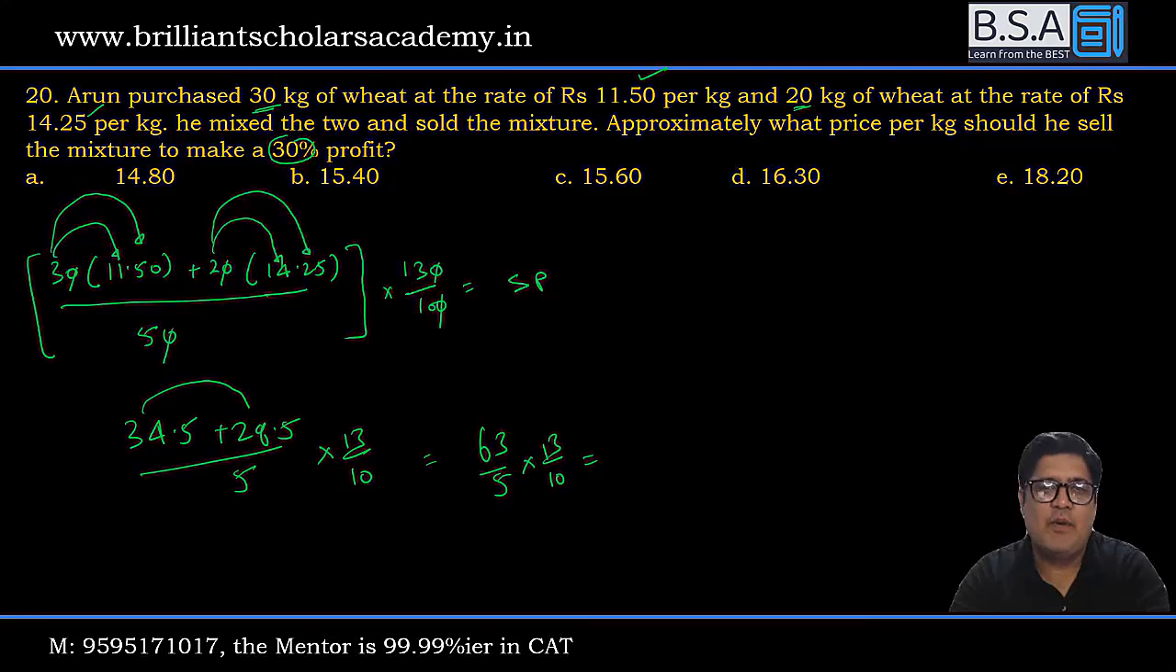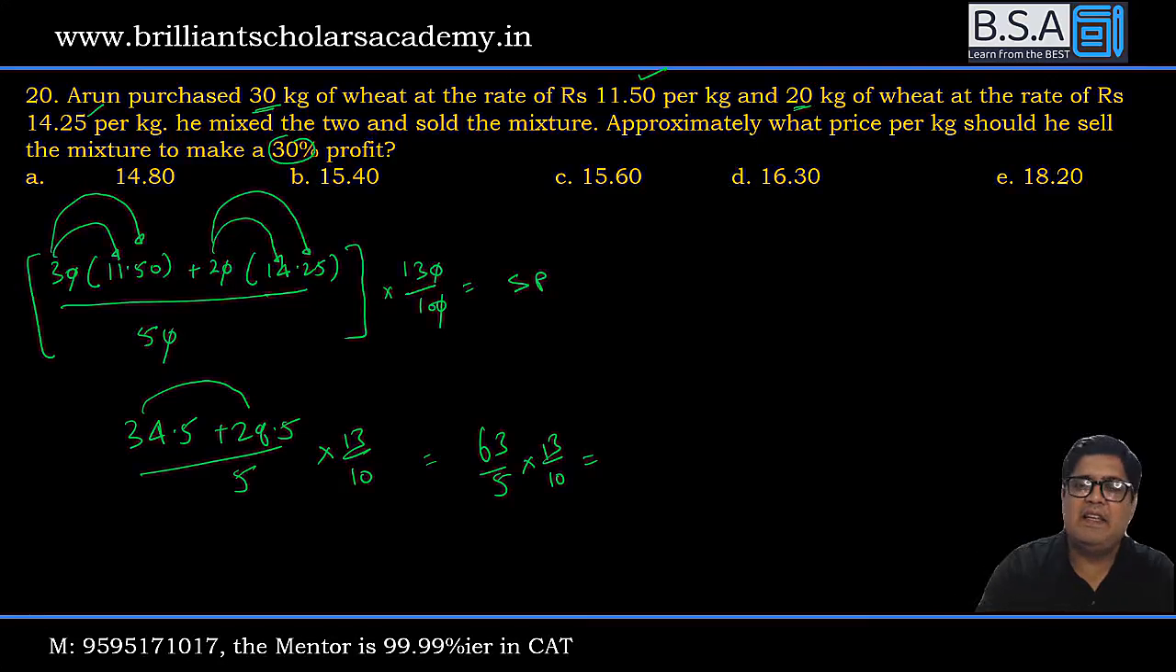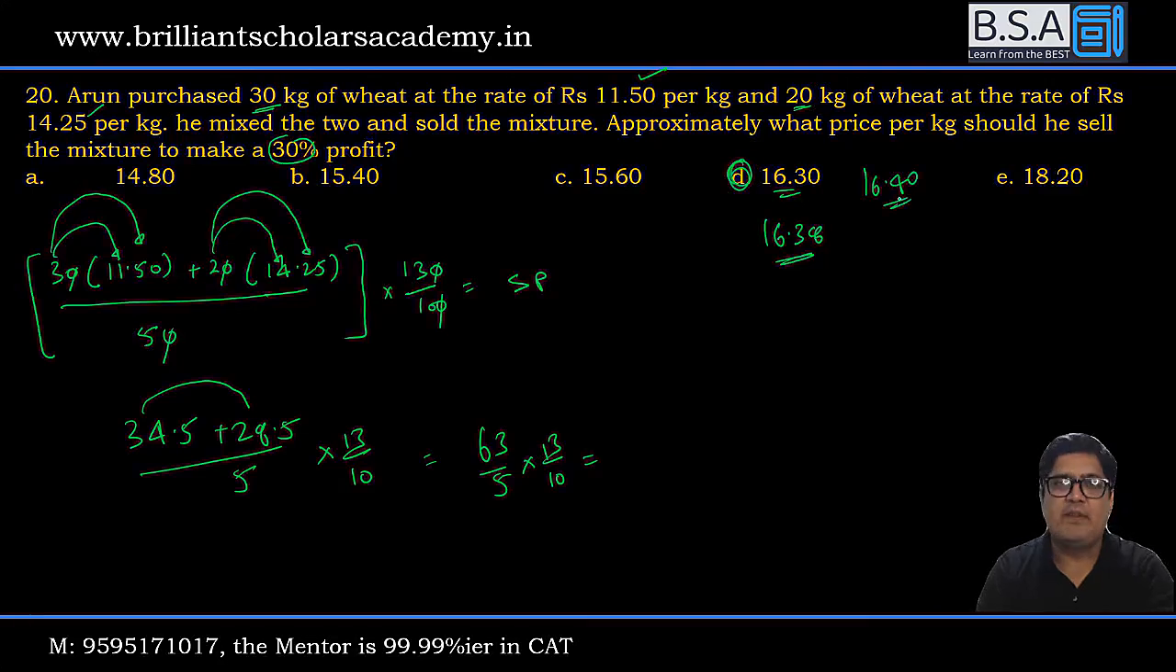16.38. So I would have preferred if there was an answer option 16.4. I would have liked that. Nahi hai. So we can go with this. 16.38 is the exact answer. I would prefer there was option of 16.40. अगर round off करना भी तो nearest will be 16.40. That will be the answer.